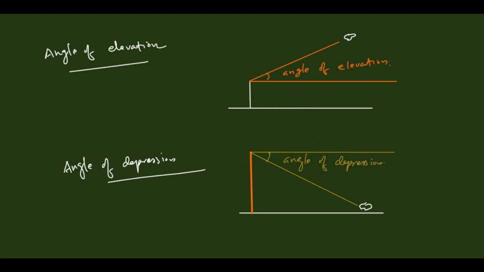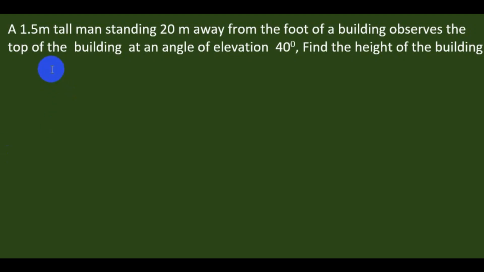Read the question. A 1.5 meter tall man standing 20 meter away from the foot of a building observes the top of the building at an angle of elevation 40 degree. Find the height of the building.